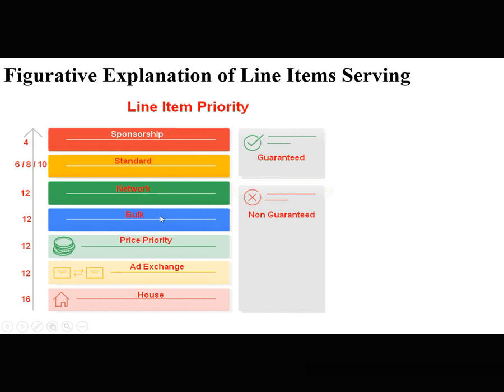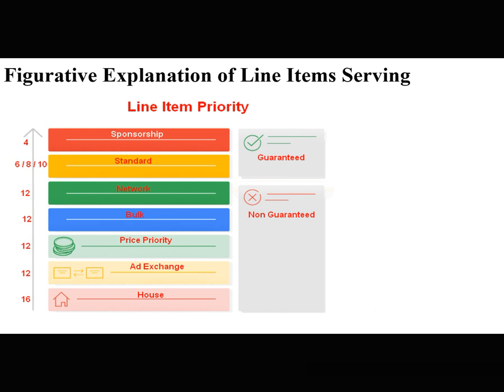Bulk priorities generally run when bulk orders are available, and price priorities generally run on the basis of the highest price quoted. Ad exchange is basically the exchange bidding which happens on real-time bidding, where the Google Ad Exchange along with other ad networks like Pubmatic, Facebook, Index Exchange, InMobi compete for a particular ad inventory, and those who bid the highest, their ad runs.